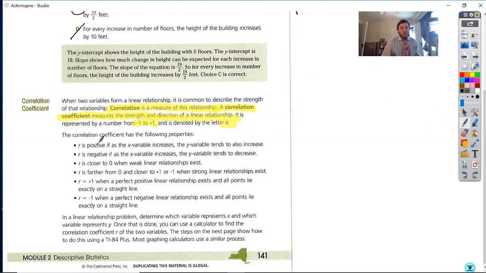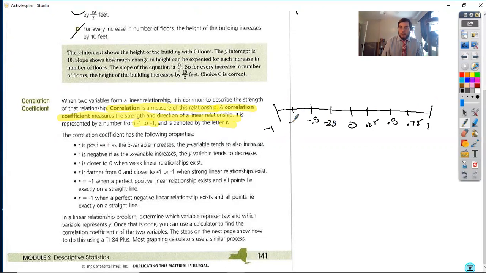So when we're talking about the correlation coefficient, we're talking about different things here. Say we have a number line, I'm going to put a -1, 1, and right in the middle, we have 0. And then we can add in, usually it's -0.5, then +0.5, and then usually 0.75, 0.25, -0.25, and -0.75.